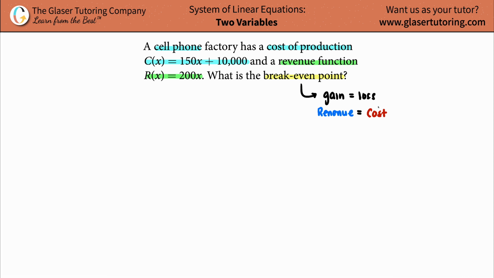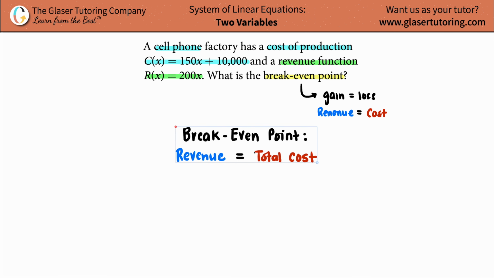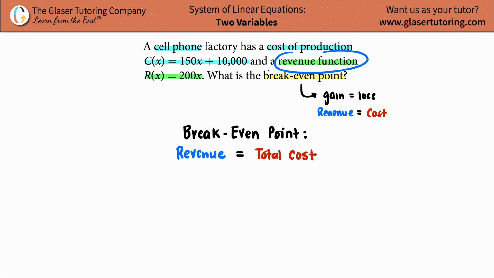Let me put that in a better formula for you. A break-even point is, just like we said, the total revenue equals the total cost. In this case, our revenue function was R of X, so I'll put R of X, and that has to equal the total cost of production, which was represented by C of X.